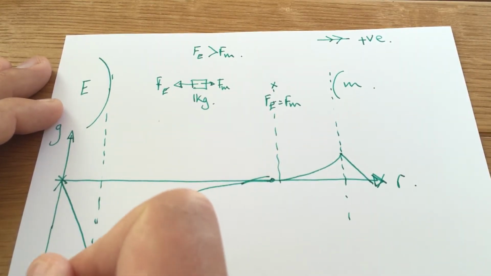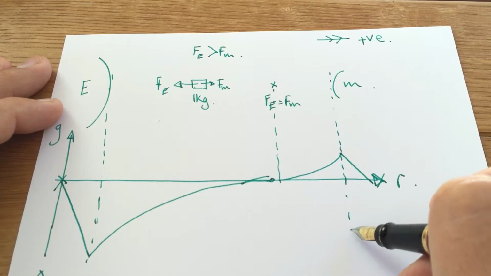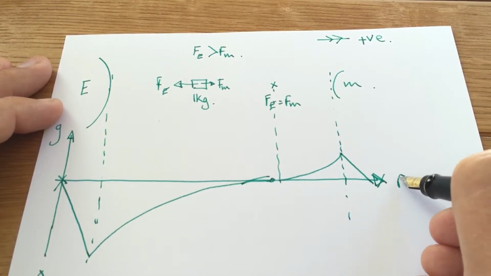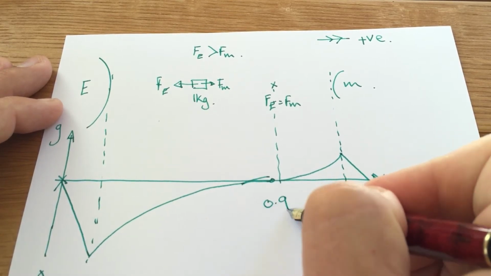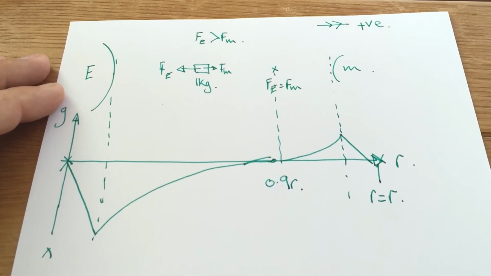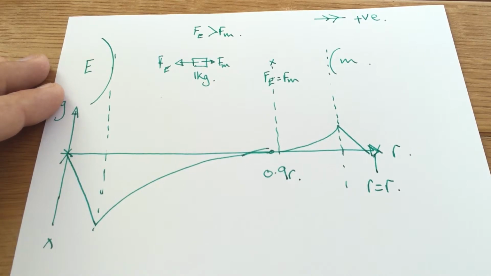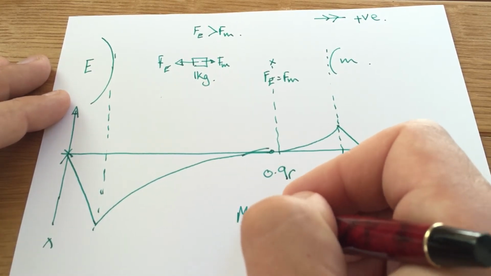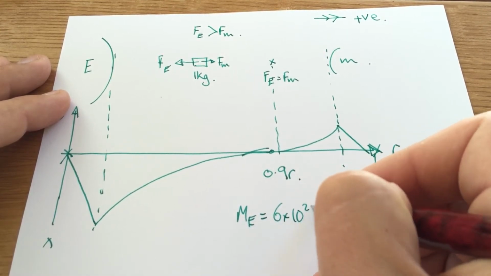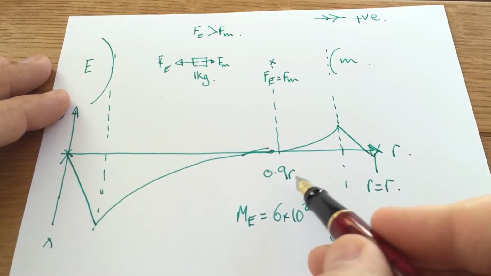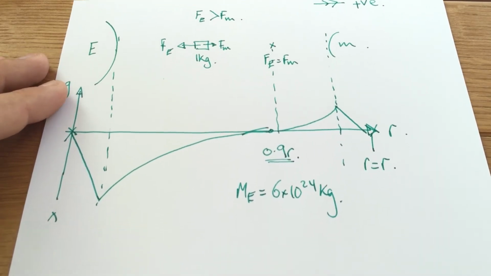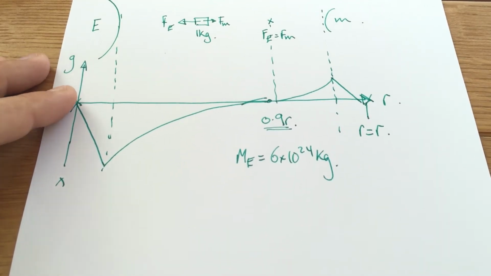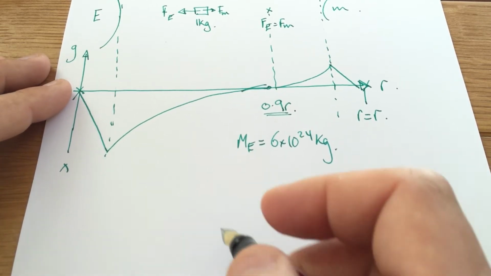If I told you that the separation was equal to r, and this is at 0.9 r, could we work out the mass of the Moon knowing the mass of the Earth? So the mass of the Earth is 6 times 10 to the 24. Knowing that this is the point at which the forces are equal, can we work out the mass of the Moon? If you think you know how, hit pause, otherwise here comes the answer.